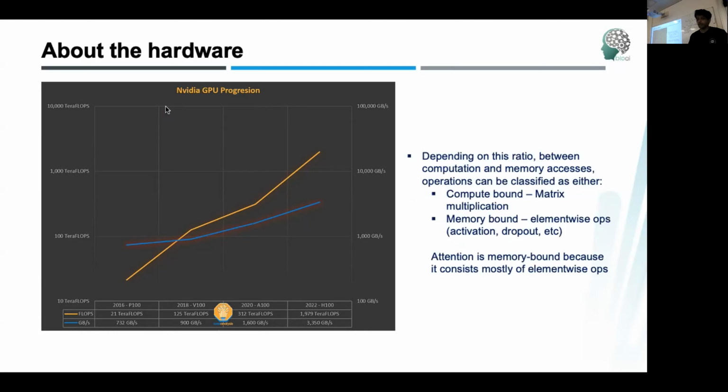So coming to the GPU architecture, computations can be of 2 different types. They can be compute bound, which is matrix multiplication, the maximum operations that we have, or they can be memory bound, which is elementwise operations, dot products, matrix addition, and so on. And it turns out that attention is memory bound, and because of this, it uses GB per second instead of flops.